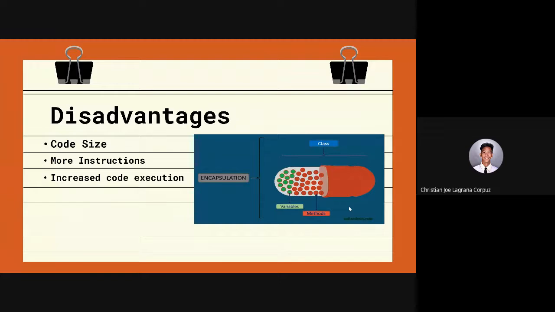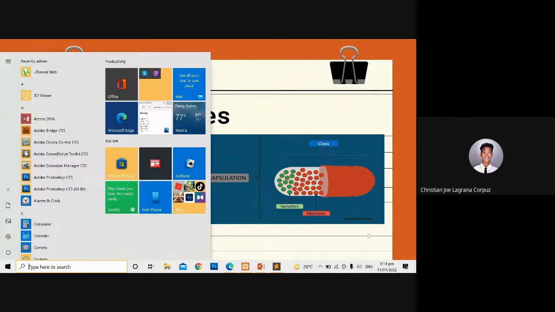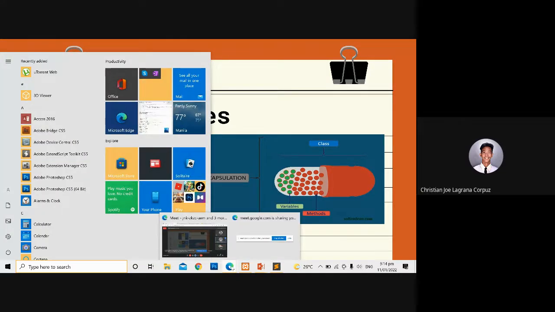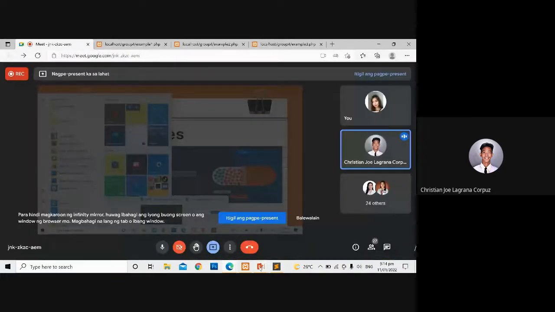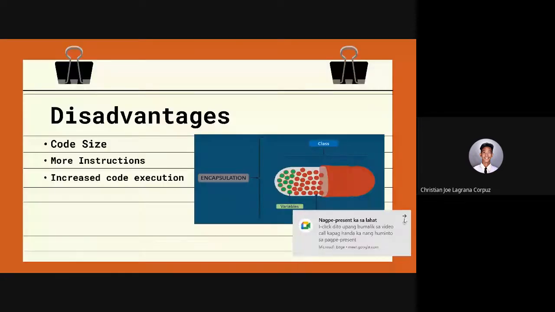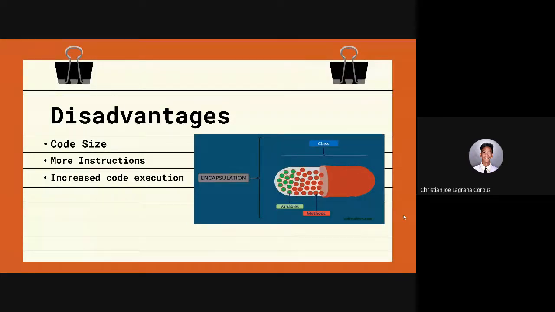And this is the disadvantage of encapsulation. Code size. The length of the code increases drastically in the case of encapsulation. We need to provide all the methods with the specifier. More instruction. As the size of the code increases, therefore, you need to provide additional instructions for every method.